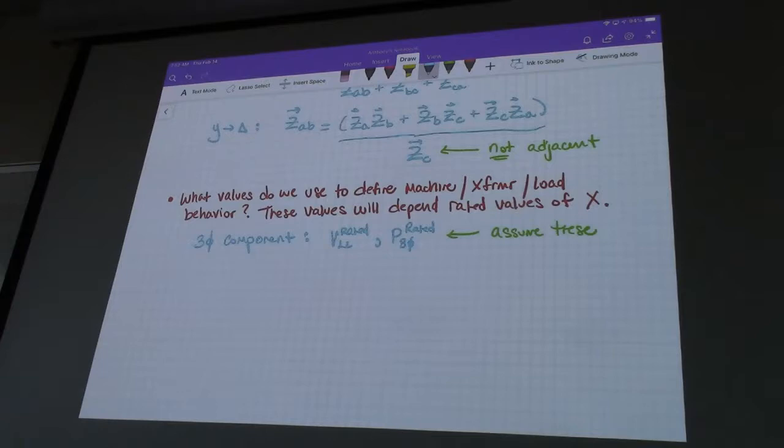The other way is you could have three one-phase or single-phase components. I'll underline the S, and in that case, the voltage could be line to neutral or line to line. But in both cases, it'll always be the single phase rated power.